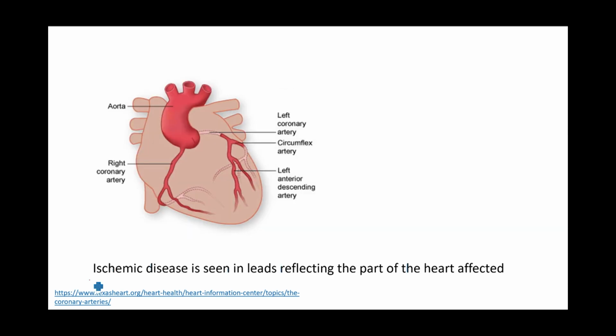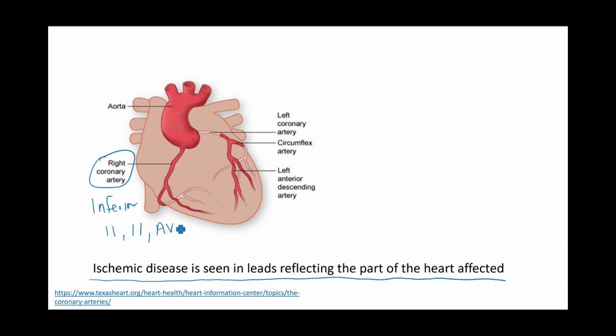And I wrote that here. Ischemic disease is seen in leads reflecting the part of the heart affected. For example, if we had occlusion of the right coronary artery, we would expect the inferior leads to show changes. The inferior ones you may remember include 2, 3, and AVF. Because remember, these three leads are looking up at the heart, looking at the bottom, the inferior portion of the heart.